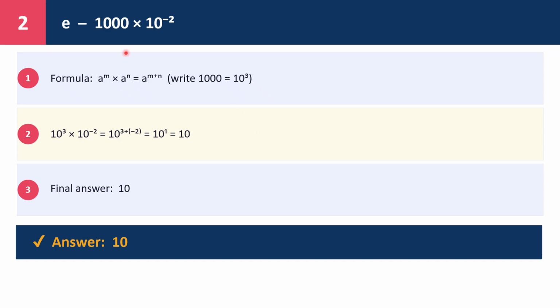E sum, that is 1000 into 10 power minus 2. What is the formula we are going to use here? A power m into a power n equals a power m plus n. 1000, how can we write? That is 10 cube. So 10 cube into 10 power minus 2. If the bases are same, just add the powers. 10 power 3 plus of minus 2. So 3 minus 2 is 1. 10 power 1 is nothing but 10. So our final answer is 10.